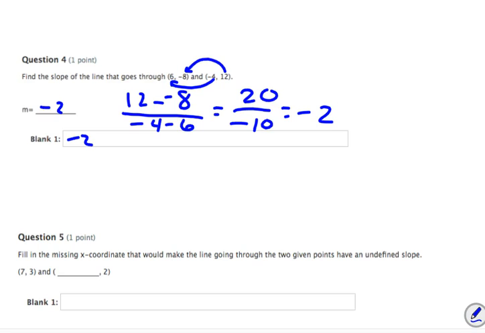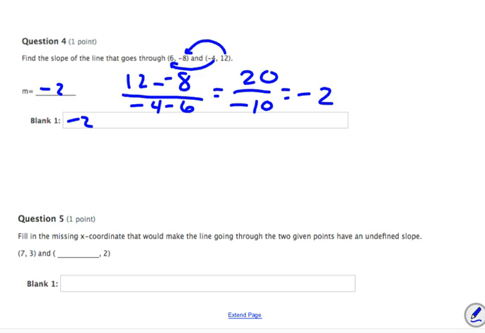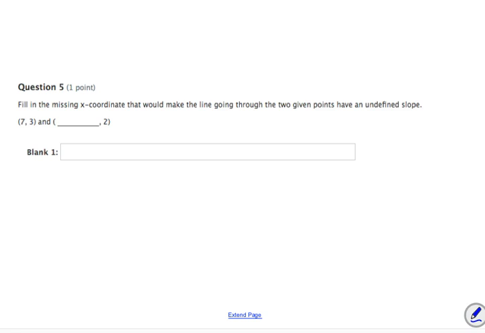You do have to be careful for those slopes that are 0 or undefined. If it ends up with 0 on top, it's a slope of 0. It's a horizontal line. And if it's 0 on the bottom, it's undefined, and it's a vertical line. So this one, I want undefined slope. So I essentially want a vertical line.